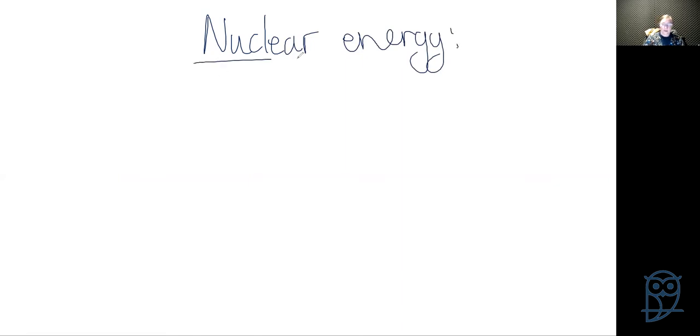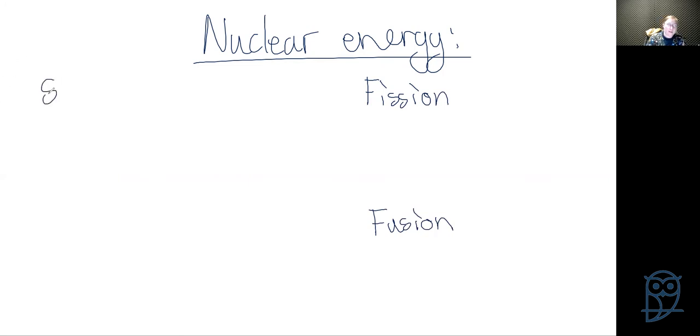Okay, so there are three kinds of nuclear energy. There's fission, fusion, and then there is energy coming from subatomic particles. Okay, so let me just start here.